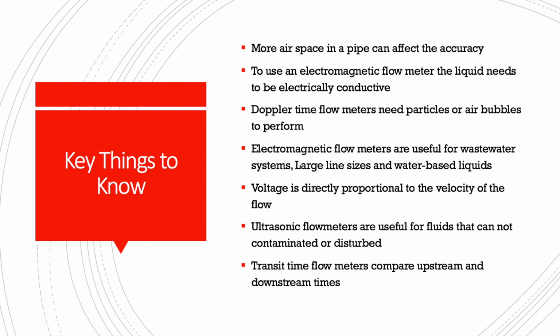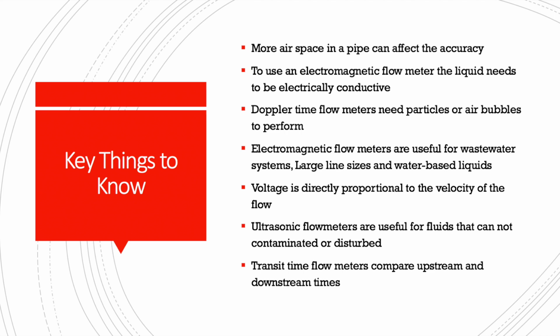Here are some key things to take away from our presentation. More airspace in the pipe can affect the accuracy. The more airspace in the pipe, the less accurate the reading could be. To use an electromagnetic flow meter, the liquid needs to be electrically conductive. Doppler flow meters need particles and air bubbles to work.